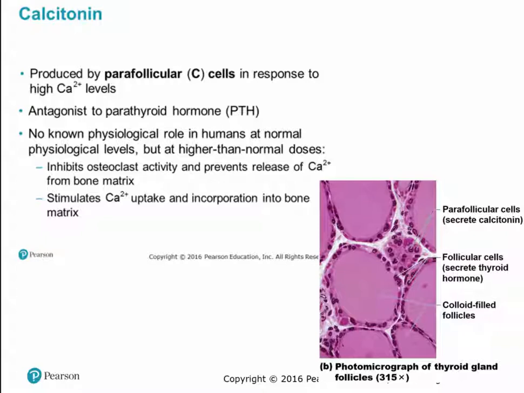So remember from Anatomy 1, osteoclasts are those breakdown cells that break down the bone to free up the calcium. So we can inhibit or turn off that osteoclast activity to reserve our calcium in the bone matrix. Calcitonin also helps to stimulate more calcium uptake and incorporation into the bone matrix from things like the kidneys and the digestive system.